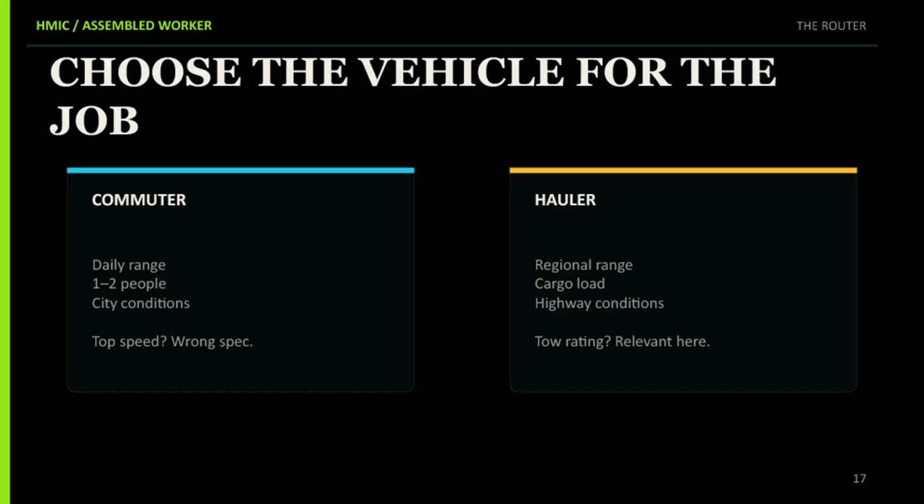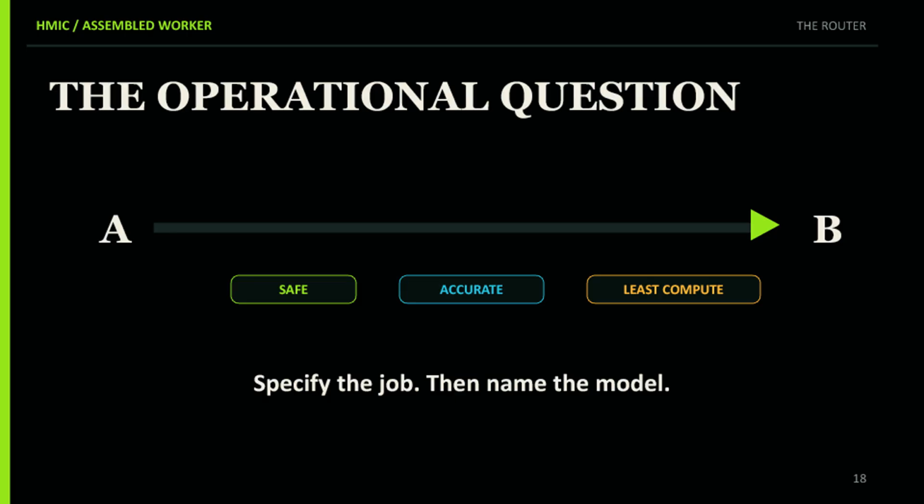Think about how you choose a vehicle. You don't pick your daily commuter by top track speed or by maximum towing capacity, unless you need those things on your daily commute. You look at what the job demands, the route, the load, the conditions. Just like a car, you want a vehicle that gets you there safely, accurately, for the least fuel. So the operational question is, what gets this declared job from its starting state to an acceptable result, safely, accurately, and with the least compute? That's how model selection works. Specify the job before you name the model.